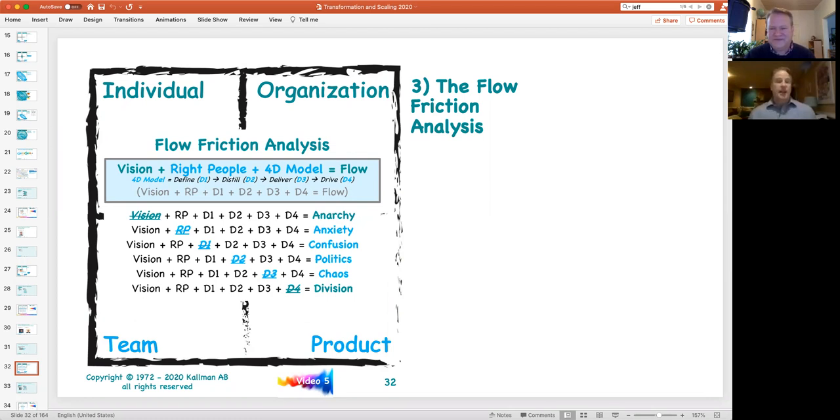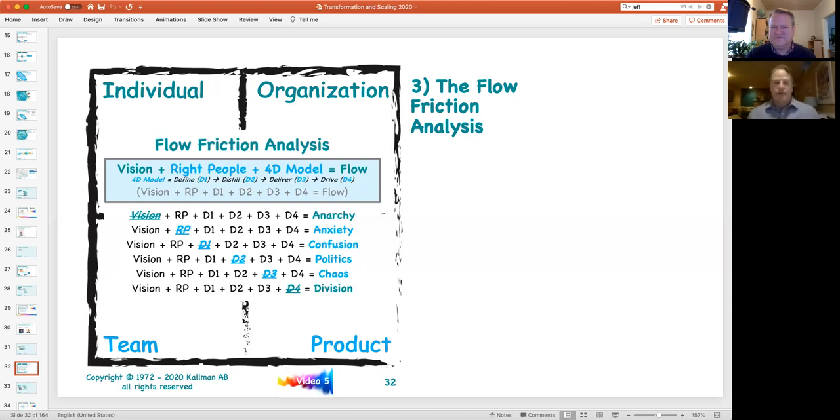And let's say you take out the right people. So where the right people are not there, you get anxiety. You ever been on a project where you don't have the right people and you just feel that anxiety? It's palpable in the room. It's inside you. It definitely affects the team, but it also affects the individuals, which eventually could work its way through the organization or the product.